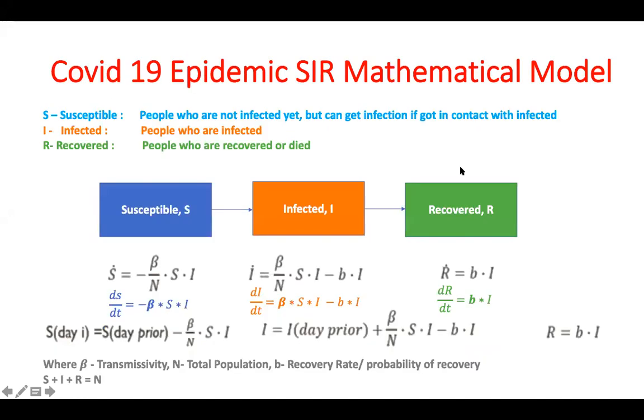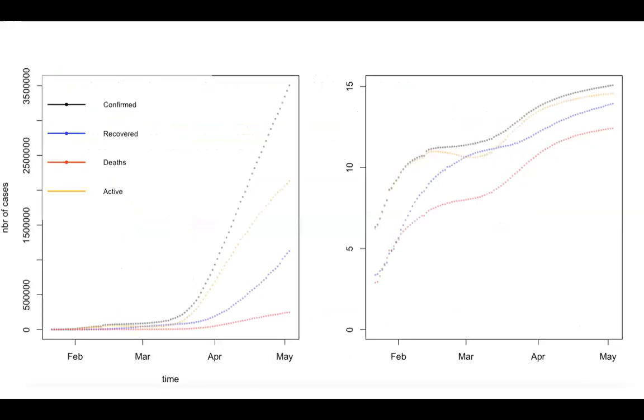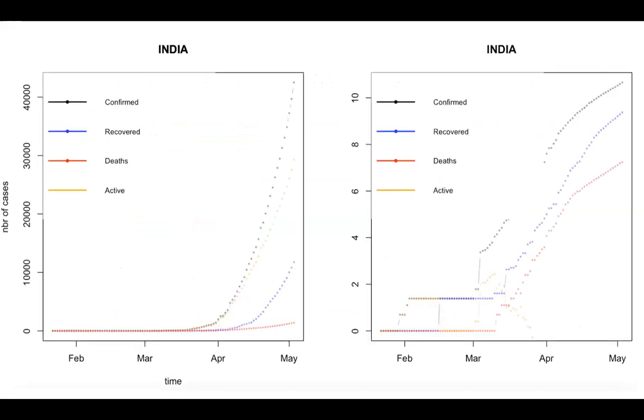So we are going to use the COVID-19 SIR mathematical model in today's session to draw SIR graphs. This is what a SIR graph looks like: on the x-axis the time, and on the y-axis the proportion of the population. This is the number of COVID cases confirmed for each country. That graph is also generated by code, and these are the India cases for confirmation.